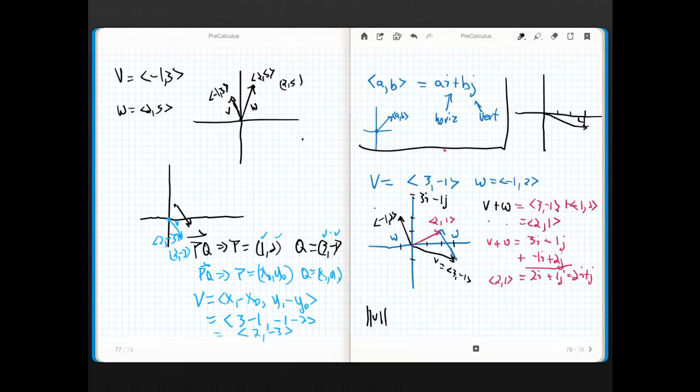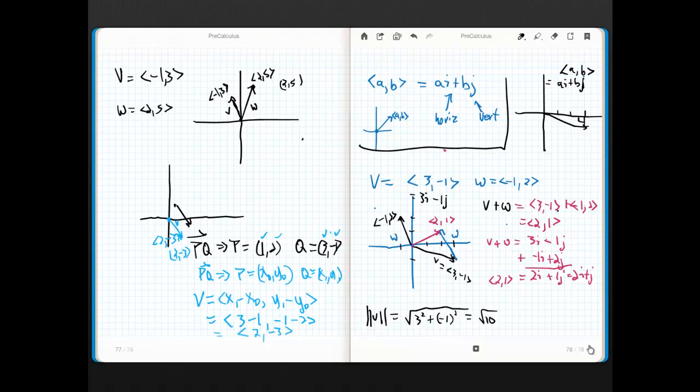Now if I think of every vector as being in the form A comma B, remember, this is the horizontal and this is the vertical. This can also be written as Ai plus Bj, right? There's no difference between these. So if it's a right triangle, all I got to do is take the square root of 3 squared plus negative 1 squared, which is affectionately known as the square root of 10.